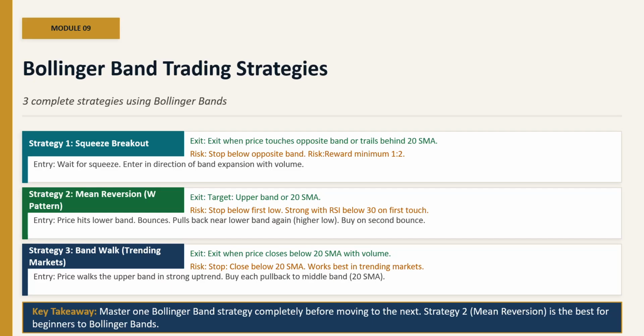Bollinger Bands are volatility tools. Fibonacci shows you the mathematical levels where price tends to reverse. We will continue this in module number 10 in the next video.